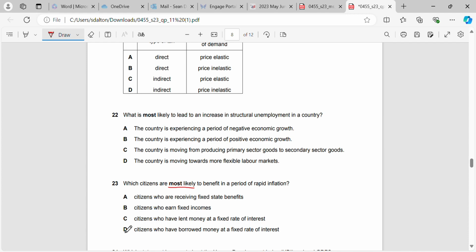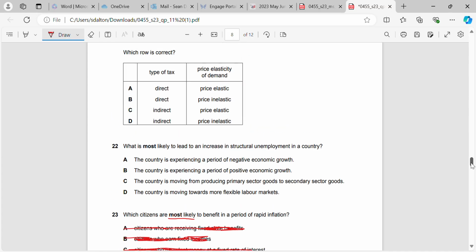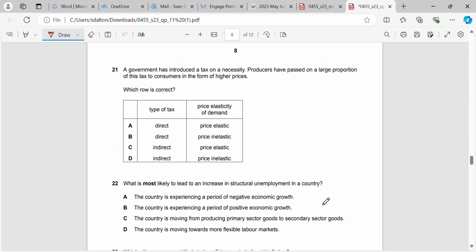That will be citizens who have borrowed money at a fixed rate of interest. Okay, because the amount that they're paying back may be less in real terms than when they borrowed it. People who lend money will be getting back less than at the time they made the deal to loan money. People on fixed incomes are losing the value of those incomes every day with rapid inflation. And people who are on fixed state benefits, the same thing. They're losing the value of those benefits with rapid inflation every day, every month, whenever it happens to be.